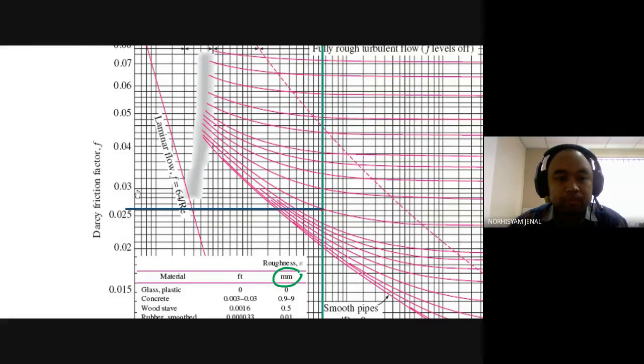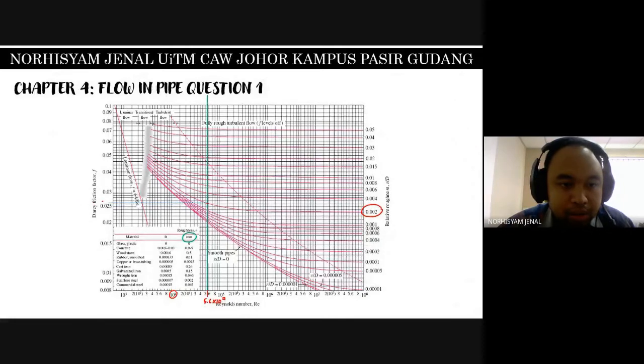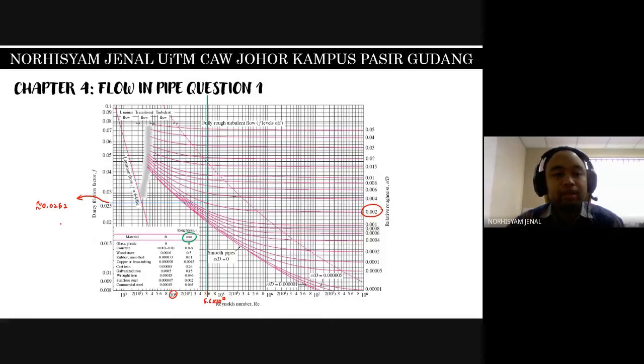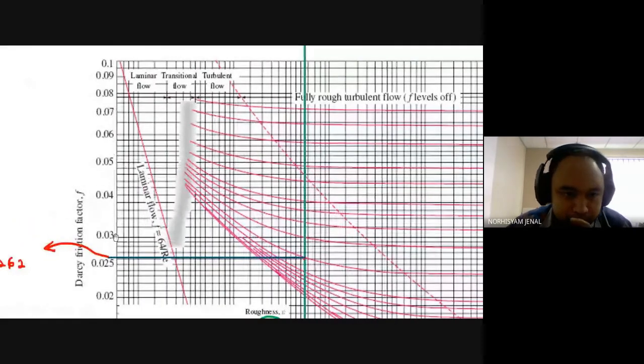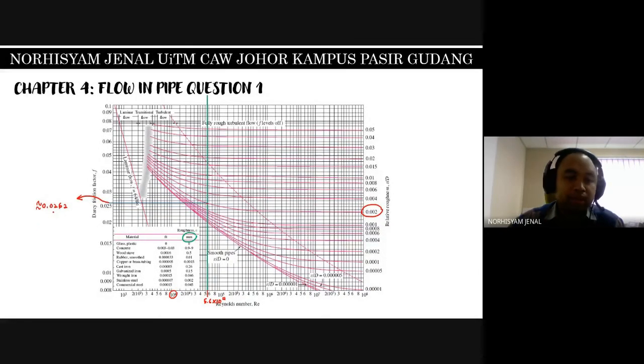So we can just get the answer to be around 0.0262. Okay, so make sure you get the reading correctly. Because we have to make sure this is 3, this is 5, 6, 7, 8, 9. So 6, 2. Okay, so 0.0262. What will be the answer for this one?